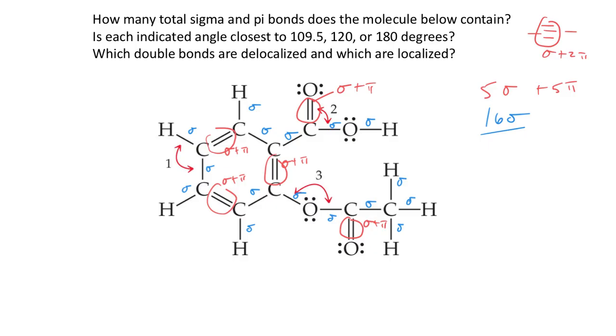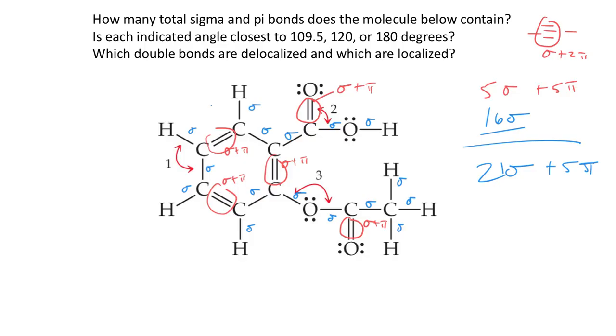But we're just counting the single bonds as our sigmas and then adding these up to 21 total sigma plus 5 pi. So again, this question here is just getting at, do we get the difference between single bonds or sigma bonds and then double bonds or a sigma plus a pi? Now let's take apart a couple of the bonds.